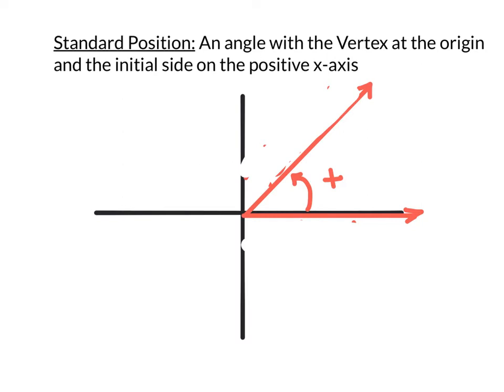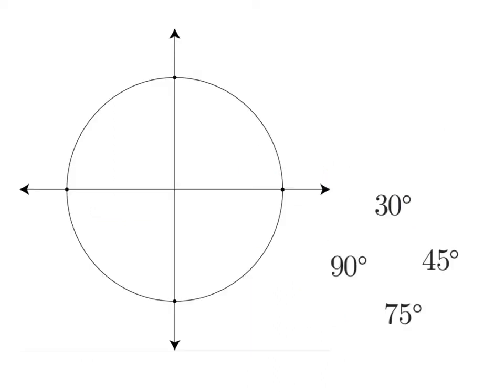However, if we start with our initial side on the positive x-axis and rotate that terminal side down, this would be a negative angle measure. So let's get some practice drawing what all these angles look like in standard position. Notice I have my coordinate plane here, and I also have a circle that's centered at the origin. That's there to help remind us that we're rotating that terminal side around the vertex of the angle, and that there is a circular element to all of these angles.